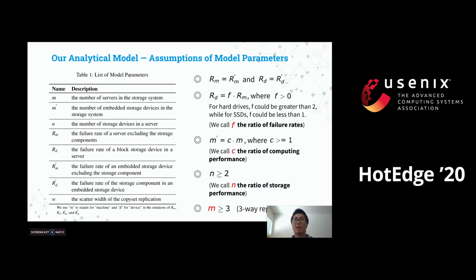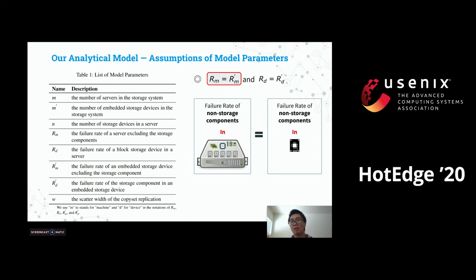Besides the assumptions for system configurations, we also need assumptions for model parameters, and I will go through all of the assumptions one by one. The first one requires that the failure rate of the non-storage components in a general purpose server will be equal to the failure rate of non-storage components in an embedded storage device, and we would also have the same assumption for the storage component in the 2 different types of deployment units.